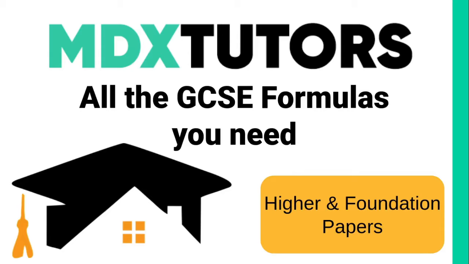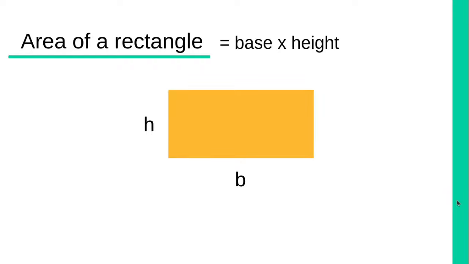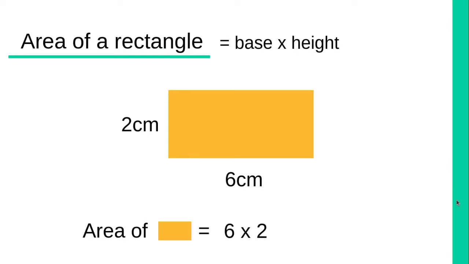We will begin with the geometric formulas, starting with the area of a rectangle. If we're given a rectangle with base b and height h, then its area is given by the product of the base with the height. For example, if the measures are 6 cm and 2 cm, then the area of the rectangle will be 6 times 2, which is equal to 12 squared centimeters.